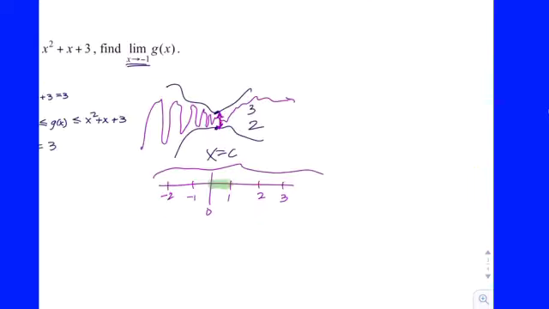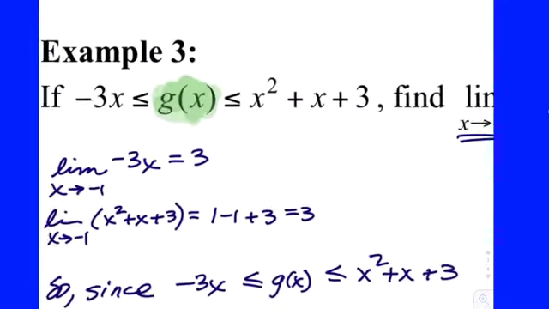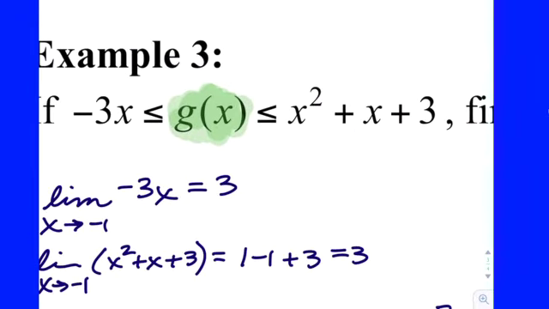Okay. Cool stuff. All right, so that's the squeeze theorem. So how do you know just by reading this then that it's going to be a squeeze theorem? What kind of triggers it?